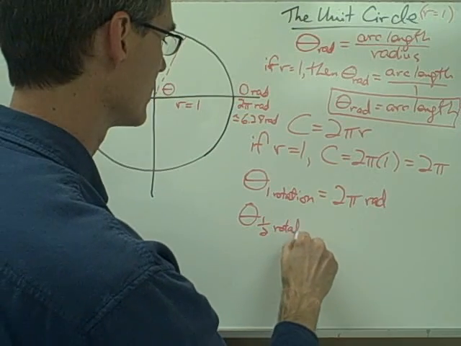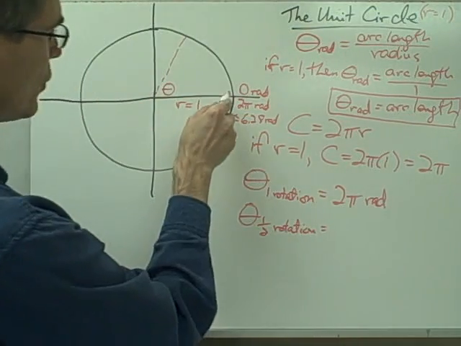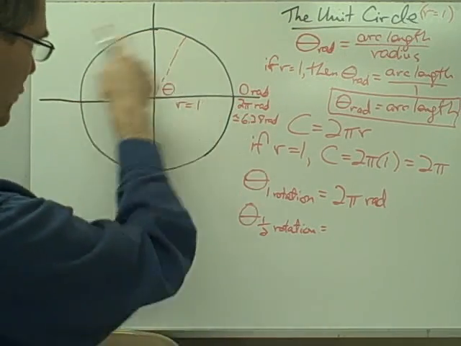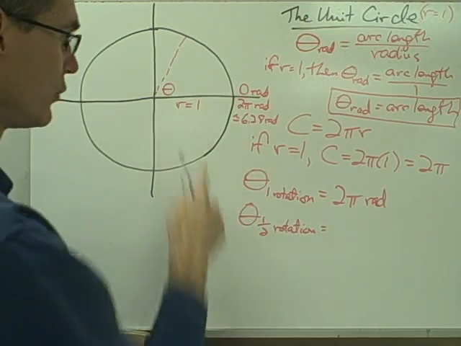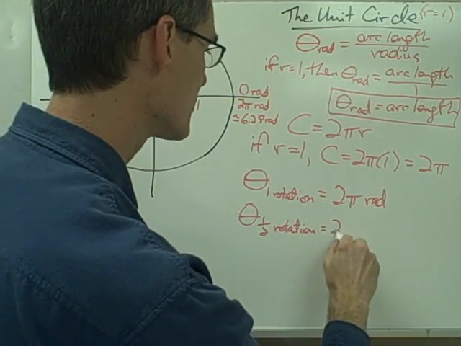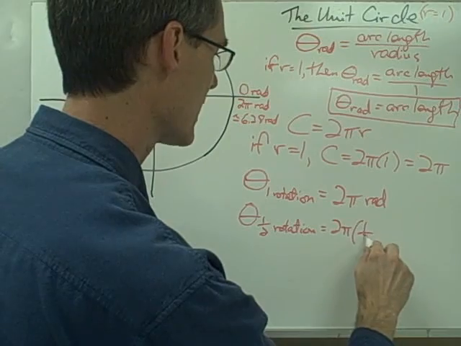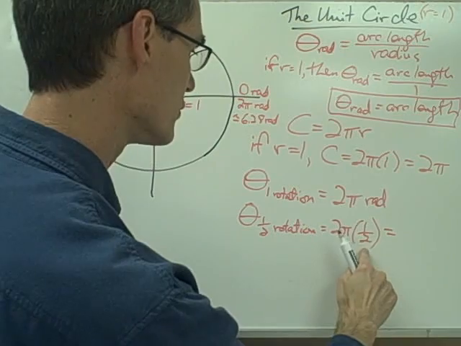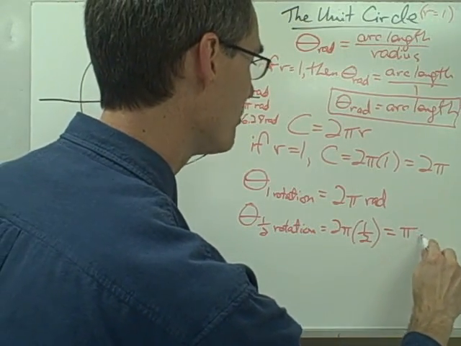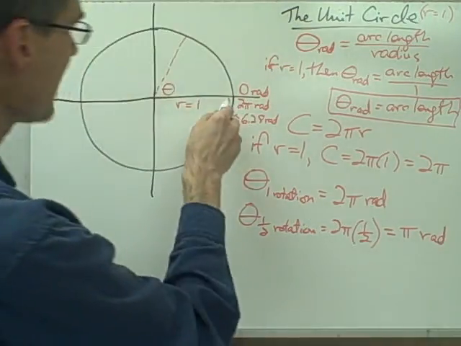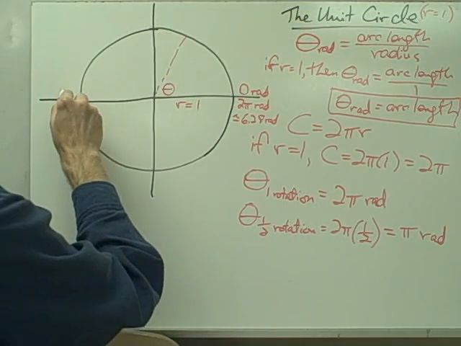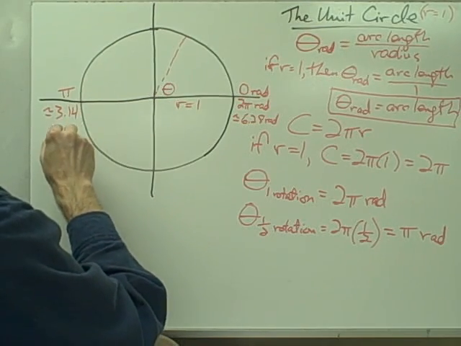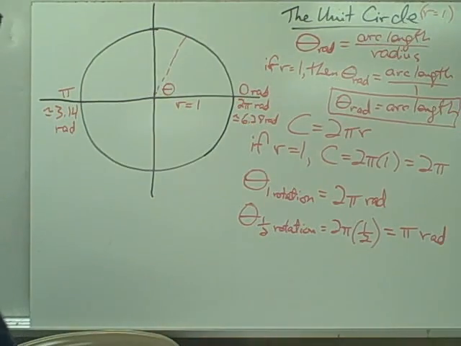So if that's the measure of an angle that's one full rotation, what would be the measure of 1/2 of a rotation around the unit circle? 1/2 of a rotation would take me over to here. Half of a rotation around the circle would be 1/2 of a full rotation. A full rotation is 2 pi. So if I just say 2 pi times 1/2, because I'm not going all the way around, I'm just going half of the way, that would be equal to pi. So a half a rotation around my unit circle is going to be equal to pi radians, which is approximately 3.14 if I write it in decimal form.